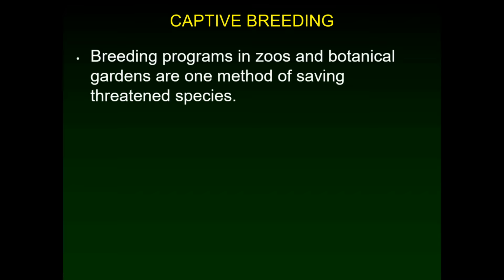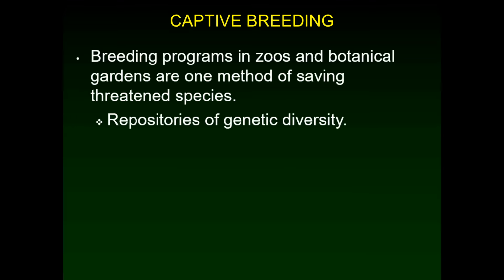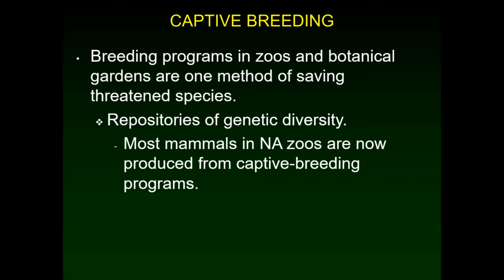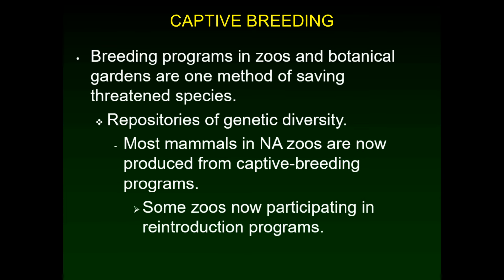Captive breeding. Breeding programs in zoos and botanical gardens are one method of saving threatened species sometimes. They're usually low on genetic diversity, but if you're just trying to save a species, a lot of times genetic diversity isn't the first thing on your mind. Most mammals in North American zoos are now produced from captive breeding programs. There are a lot of species that don't reproduce well in captivity. Some zoos now participate in reintroduction programs, which is where you take a species and send them back out into the wild.